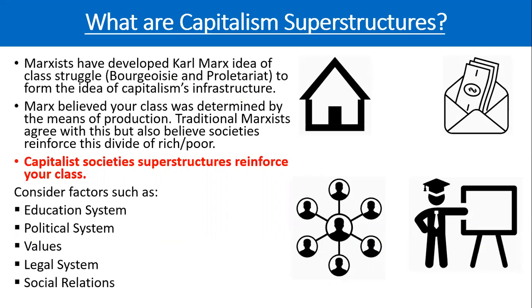So this is the first key concept you really need to remember for the traditional Marxists, and it's capitalist superstructures. Marxists have developed Karl Marx's ideas of class struggles to form the idea of capitalist superstructures. Marx believed your class was determined by the means of production. Traditional Marxists agree with this, but also believe societies reinforce this rich-poor divide. Capitalist societies have superstructures that reinforce your class.